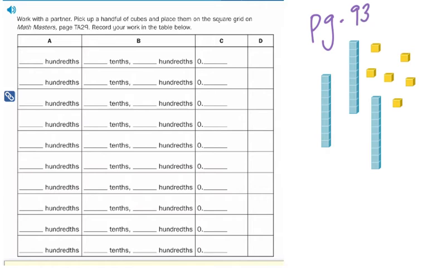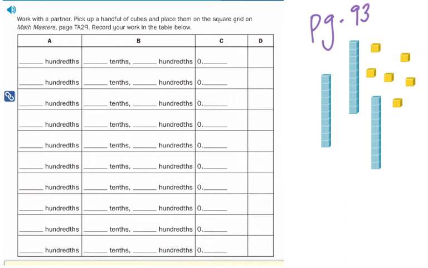If we were in person, I would have you sit next to a partner with a whole bunch of longs and cubes, our base 10 blocks, lying in a big pile. And what I'd ask you to do is take a handful, don't count it out, and put it on your partner's desk. Then I would ask your partner to go ahead and figure out what the decimal would be for all of the combined base 10 blocks, the longs and the cubes.